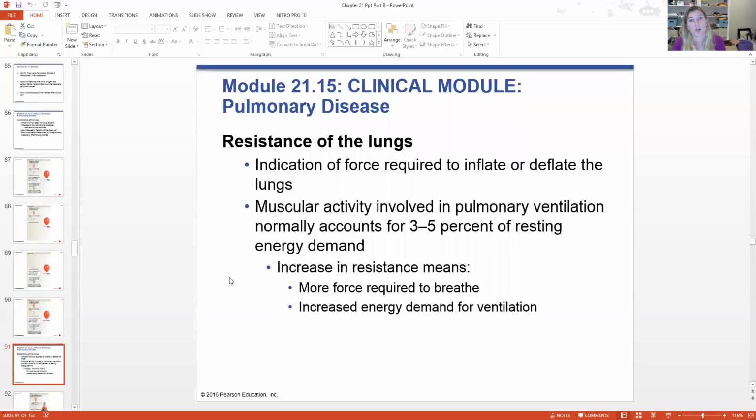This is the force that's required to inflate or decrease the lungs. This is involving the muscular activity during pulmonary ventilation. This is typically 3 to 5% of our resting energy demand. So if we have an increased resistance, you have more force that's required for breath. This is going to increase the energy demand needed for breathing.